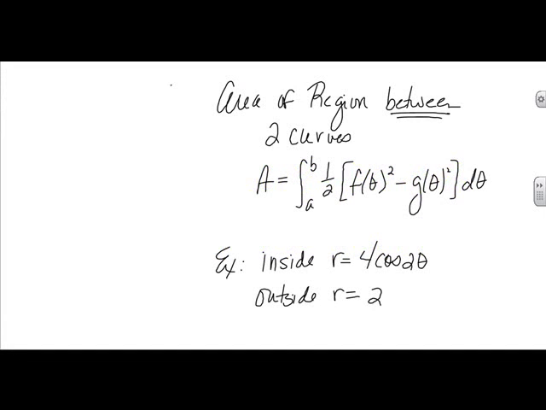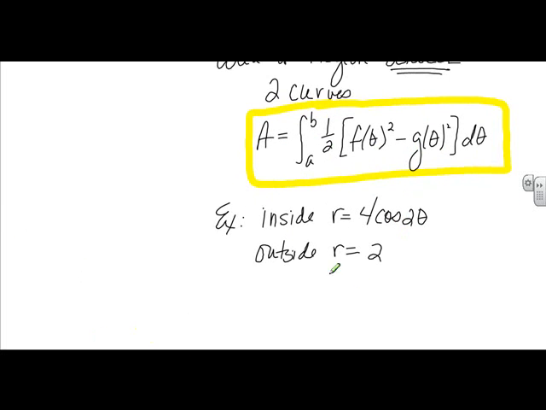If you need the area of a region between two curves, the formula is very similar, and with your past experience with area between curves, this is going to make a lot of sense. It's simply going to be 1/2 outer function squared minus inner function squared. So to look at an example, we want to find the area trapped inside the curve r equals 4 cosine 2 theta and outside the curve r equals 2.